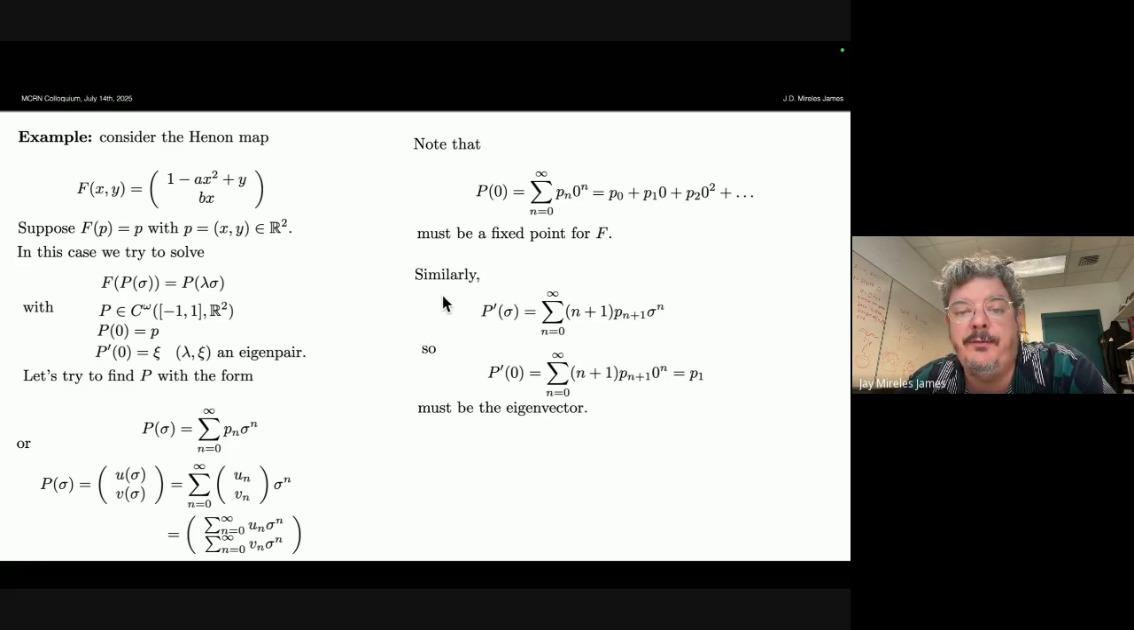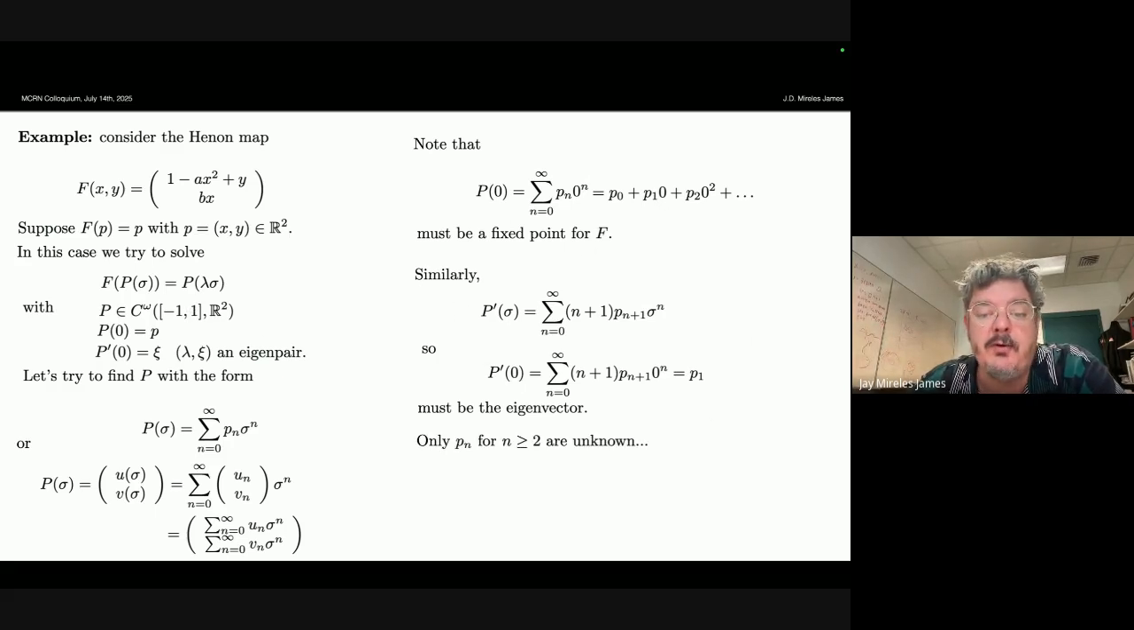Now, if we take the derivative of this power series, well, that just gives us this new power series. And if I evaluated this at 0, it's easy to see just by writing things out again that now I get P1, the first order coefficient. And so we want the first order coefficient to be the eigenvector. So this is kind of just what we already knew, right? We already knew that the fixed point and the eigenvector give us a linear approximation. So this is just how you impose it in the power series.